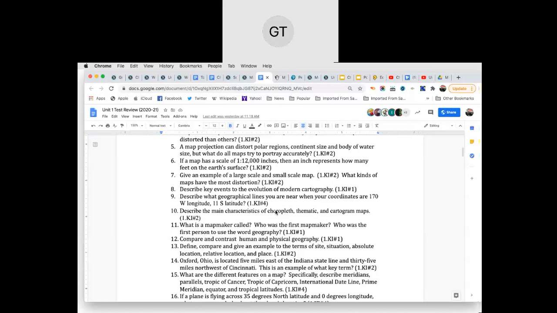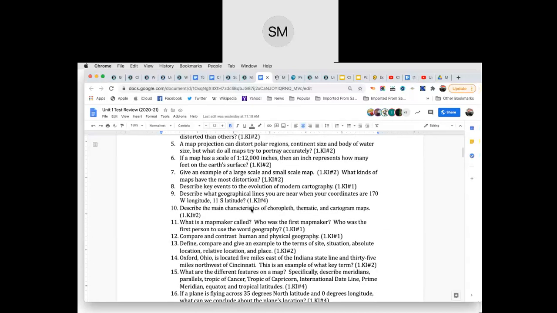Can you describe the international dateline? Yeah, the international dateline is just an imaginary line that zigzags, that is created to divide days. It's 180 degrees longitude, and if you go from east to west, you're going back a day. If you go from west to east, you're going ahead a day. Other questions?